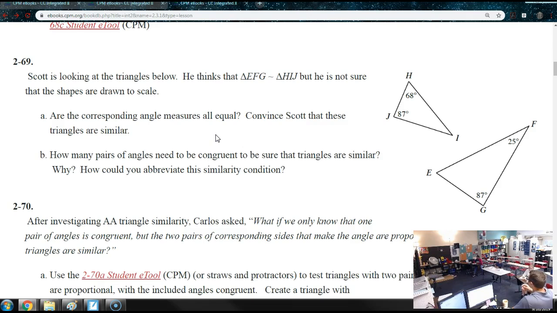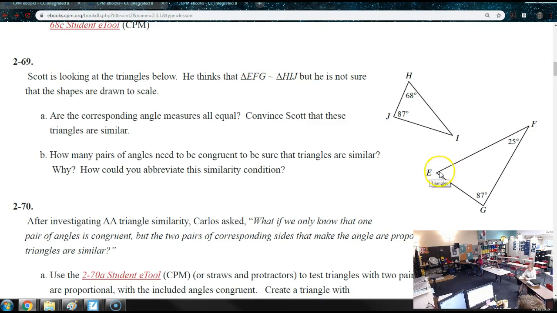How did you figure out the angles are the same? You do the triangle thing. Oh, triangle angle sum theorem. Thank you. So then you found out that I is 25. So let's compare order: E, F, G.